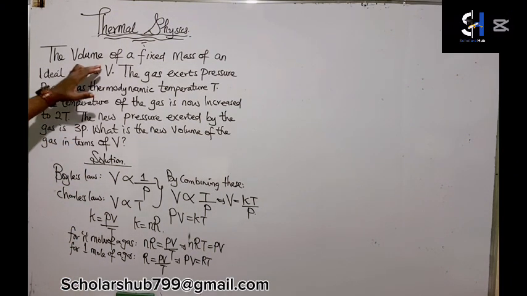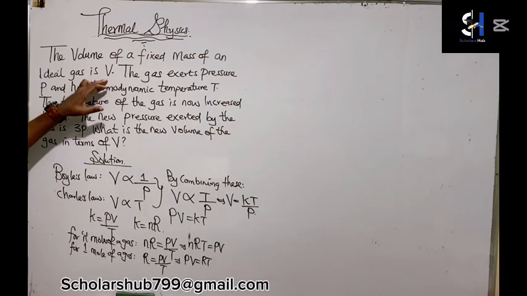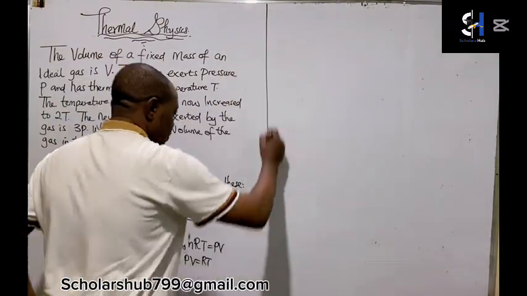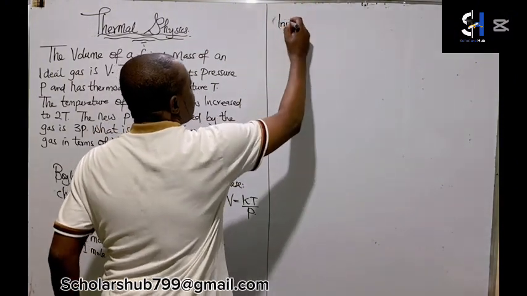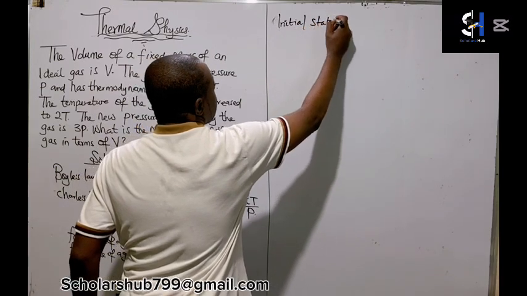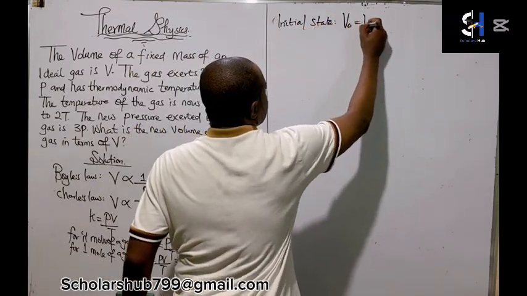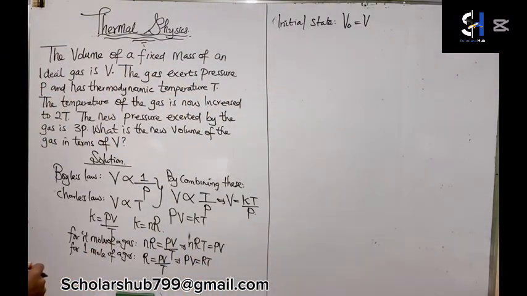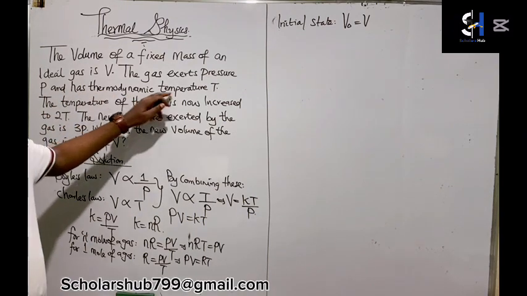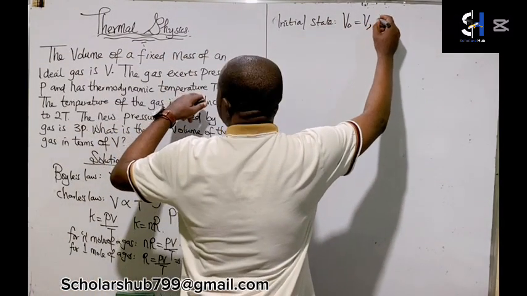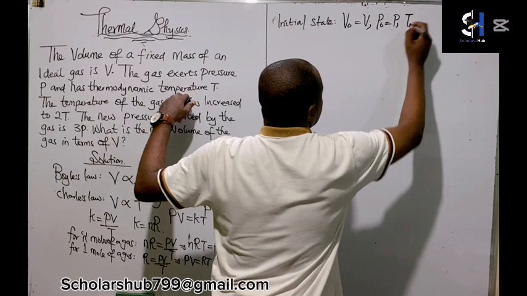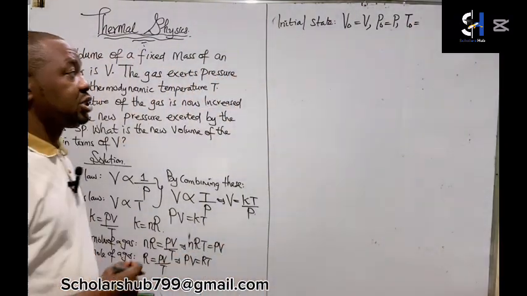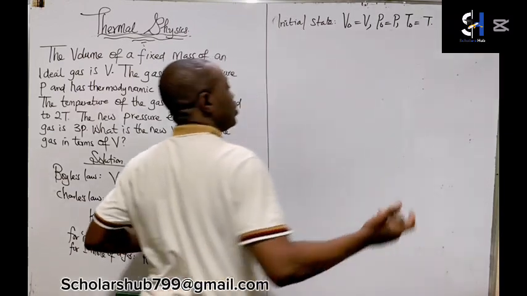Here we have the volume of a fixed mass of an ideal gas is V. So in the initial state, we have the original volume, let's say the original volume is V. The gas exerts pressure P and has thermodynamic temperature T. That means the original pressure is P, and the starting temperature, also known as the first temperature, will be T.